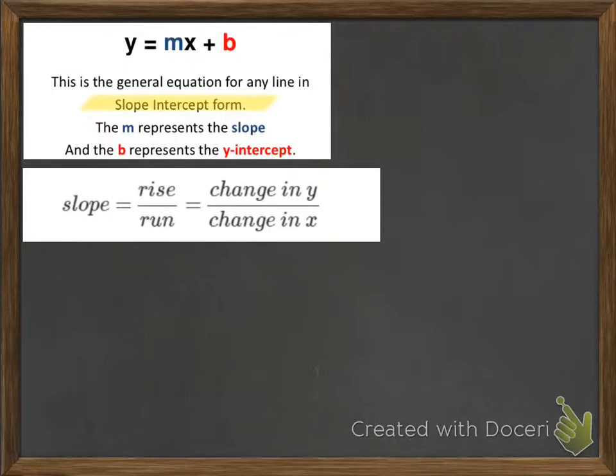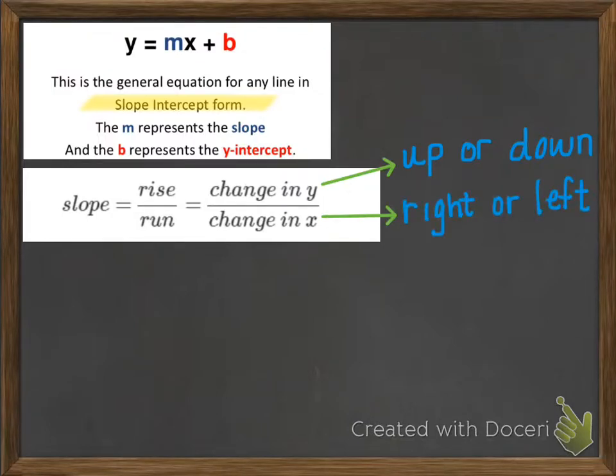Now, let's break that down even a little bit more and make it more relatable to our coordinate plane. When we talk about the change in y, we're talking about any vertical movements. That means we're moving up or down on the y-axis. When we talk about the change in x, we're talking about any horizontal movements. So that means we'd be moving right or left on the x-axis.